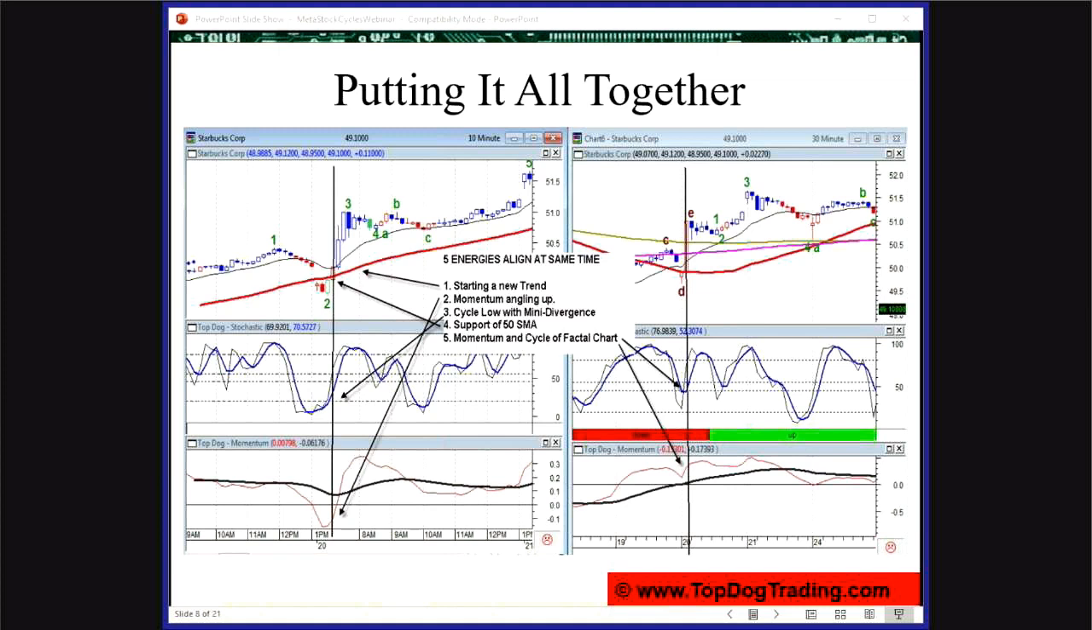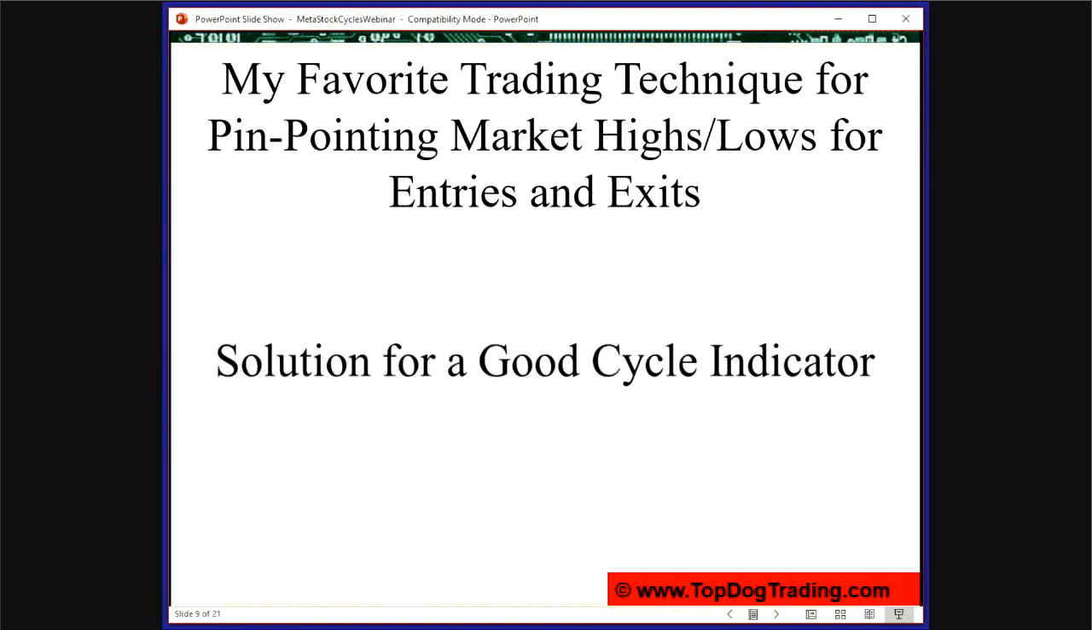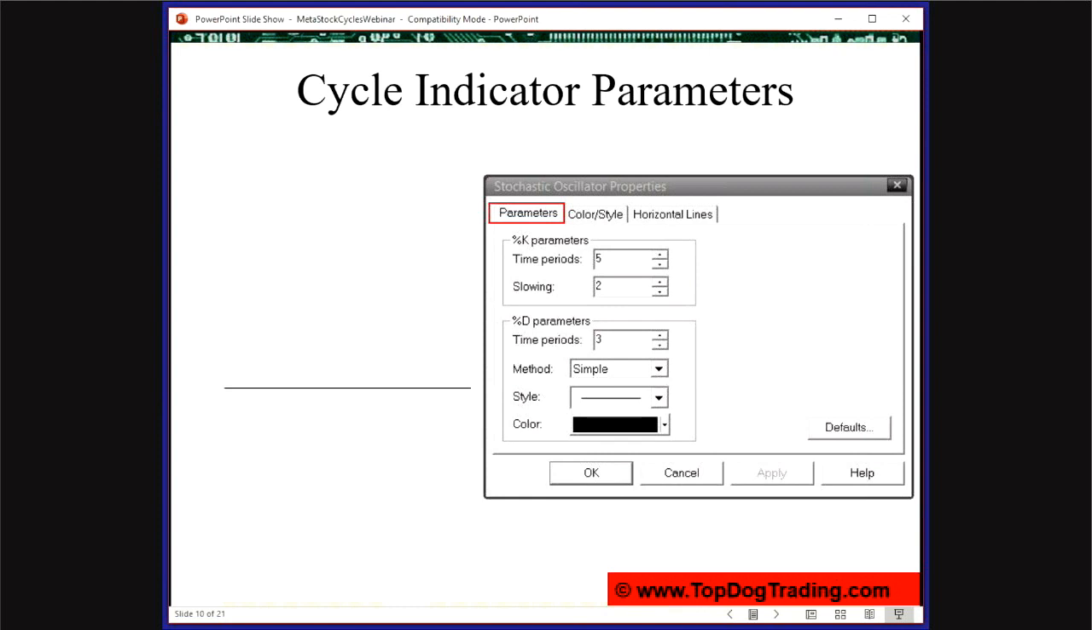Absolutely. Okay, so that's one example. That's how we put it all together. That's just an example of it. Now, let me deep dive a little deeper here into some more details, because the dollars are in the details. So let's talk about this cycle indicator or this modified stochastic that I showed you. Let me really deep dive into that.